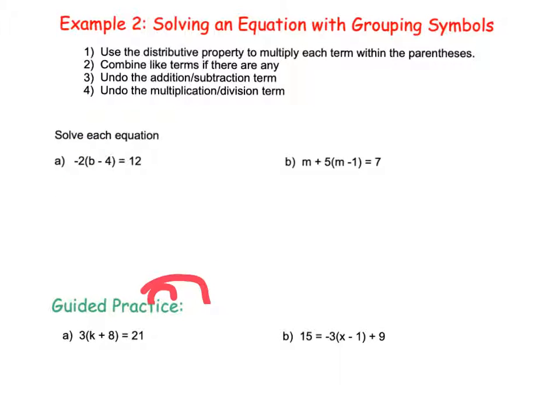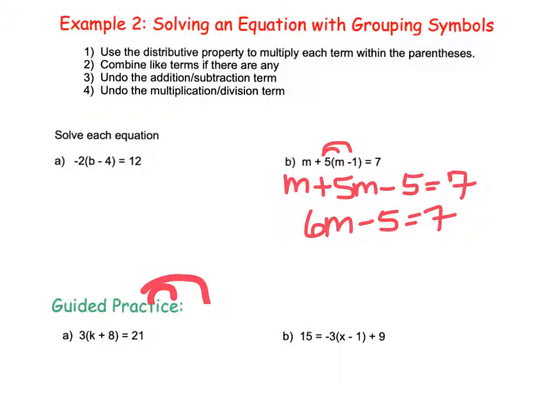Letter B will involve all of it together because I have a distributive property, and then once I distribute, I'm going to have like terms. So always start off with the grouping symbols to get rid of them. M is still there, and then when I multiply 5 times m, you get 5m, and then 5 times that 1 will give you that 5 right there, and that equals 7. Looking at this, you have like terms. You have m plus 5m. That will become 6m minus 5 equals 7.